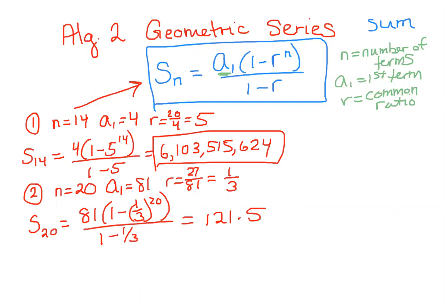Okay, look at number 3. This one is a little different. It doesn't tell us what n equals. It tells us the first terms, and then it tells you you want to add them all up till we get to this term. So we're going to have to figure out which term this 6,144 is, how many terms that is. So we're going to use our formula.